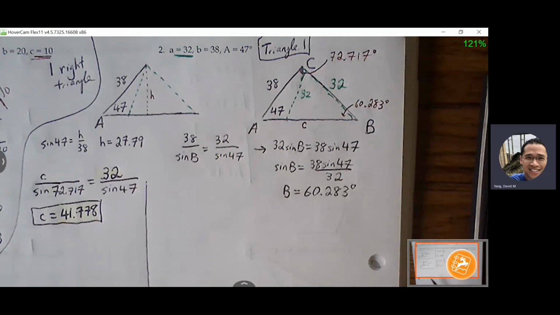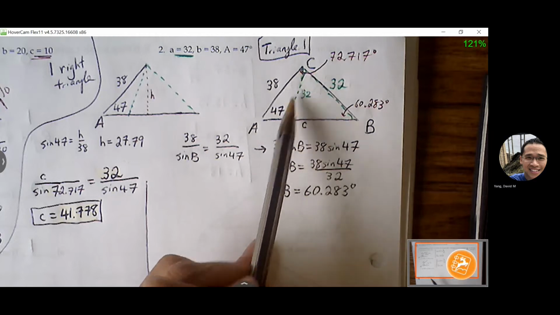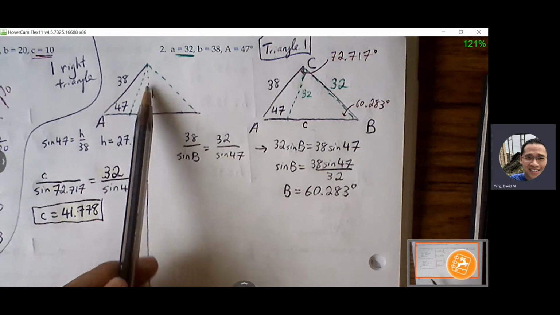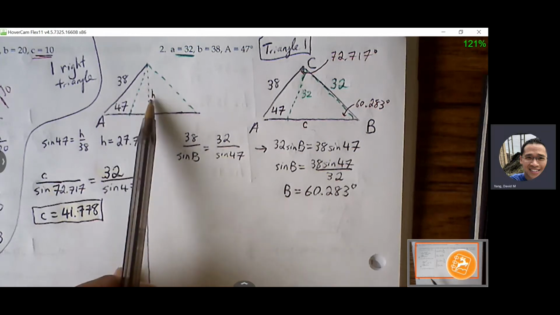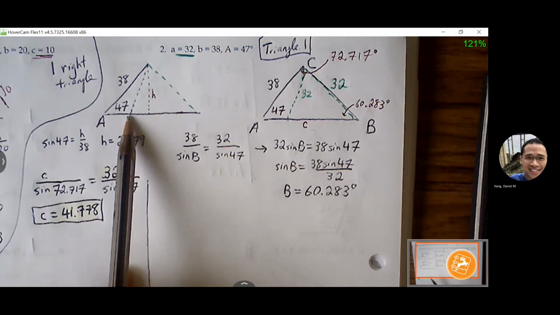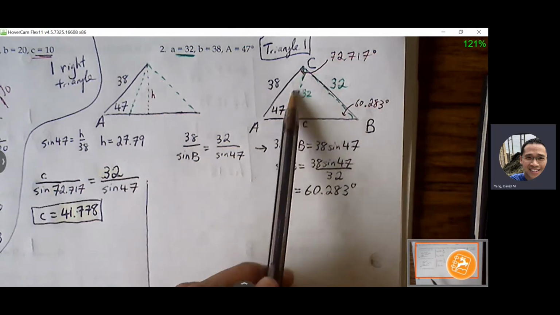Yes, question? Oh, you mean how is this 32? Because the height is 27.79, but 32 is between 27 and 38, so it's going to be able to land nicely somewhere in this region. So we're able to create this obtuse triangle here.